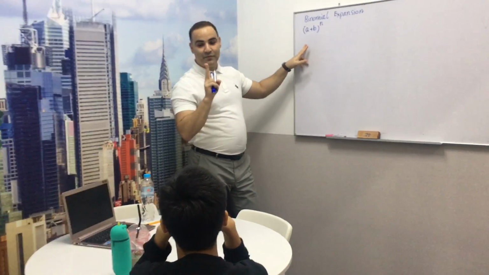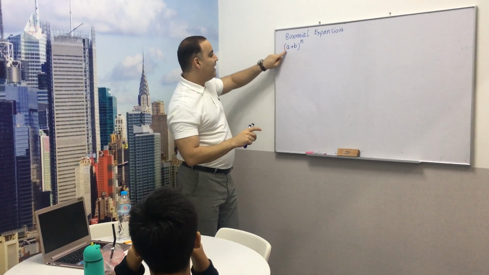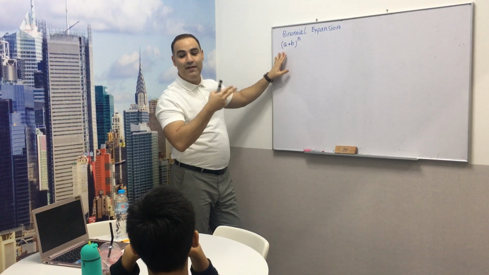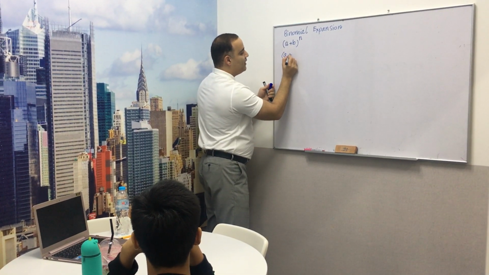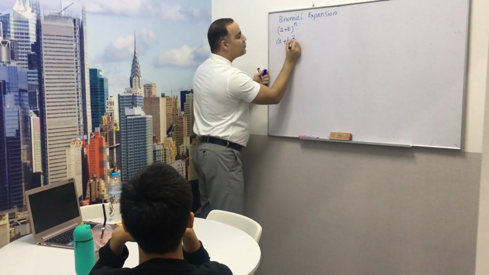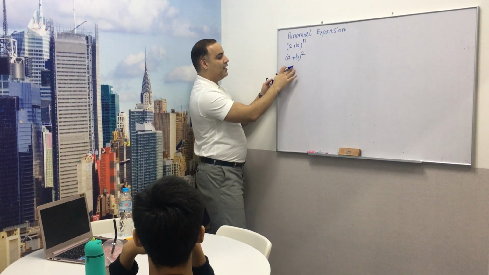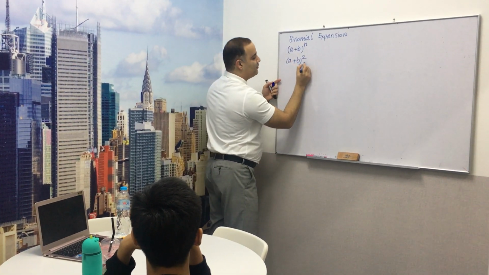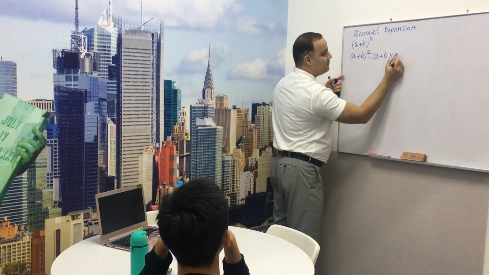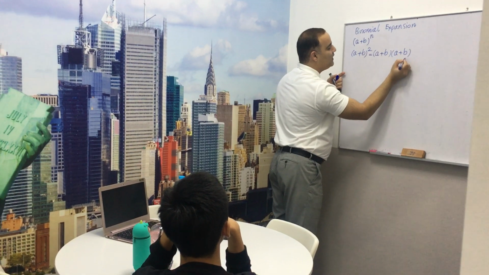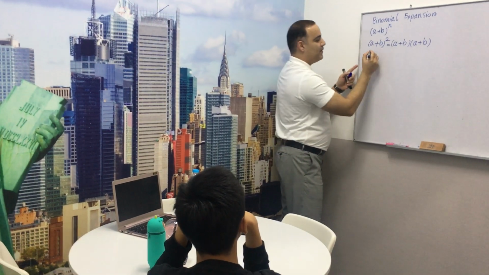An expression that has two terms, like a plus b, or it could be a minus b. If this one is a plus b squared, then how do you expand it? You would write a plus b times a plus b. And what technique do we use to expand?